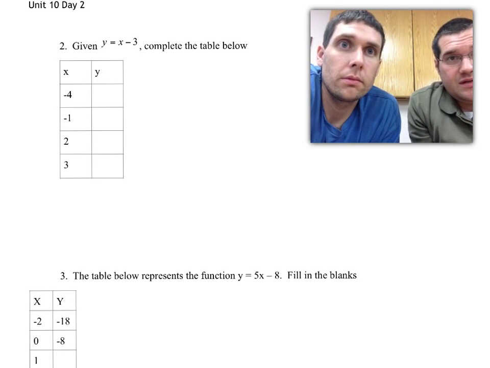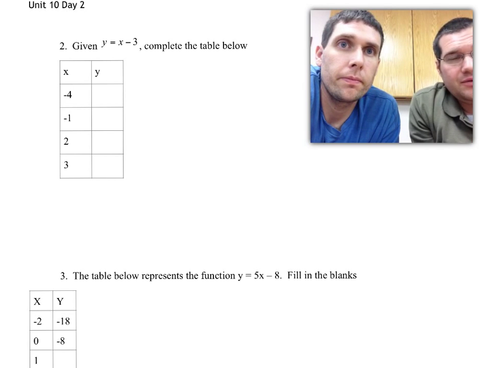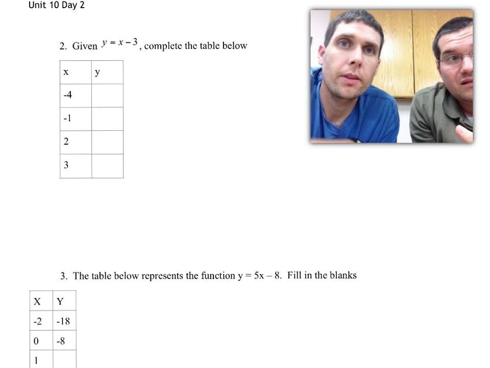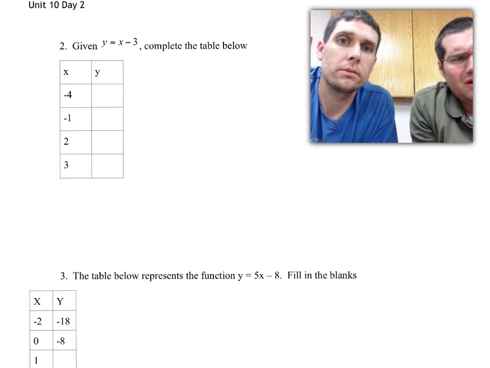Mr. G, Mr. Wells, and we're still on Unit 10, Day 2, and here we're asking you to complete a function table. We're giving you the equation. It's a linear equation of y equals x minus 3, and the only thing you really need to do is just complete the table. A lot of this is pretty elementary. It's a lot of just plugging in values and solving for the missing value.